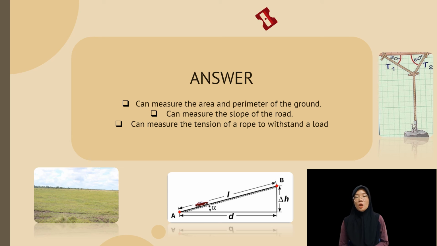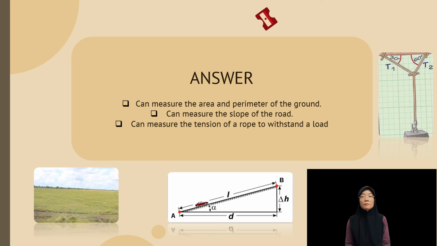Second, we can measure the slope of the road. For example, land surveyors use trigonometry and their fancy equipment to measure things like the slope of a piece of land. So we can see how far it drops over a certain distance.